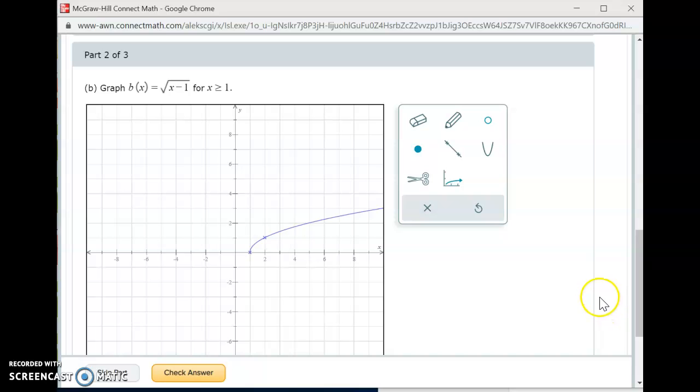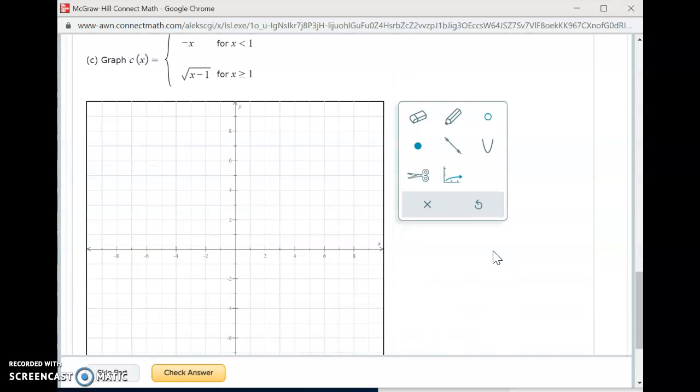And then it says for x greater than or equal to 1. This case it already is. I am going to put a closed circle just in case, so no cutting needed. And then the last part is to plot them together.